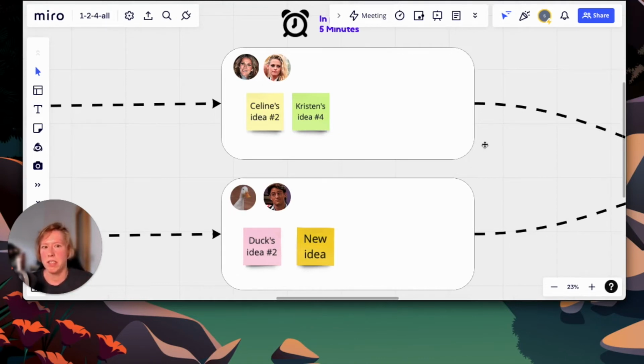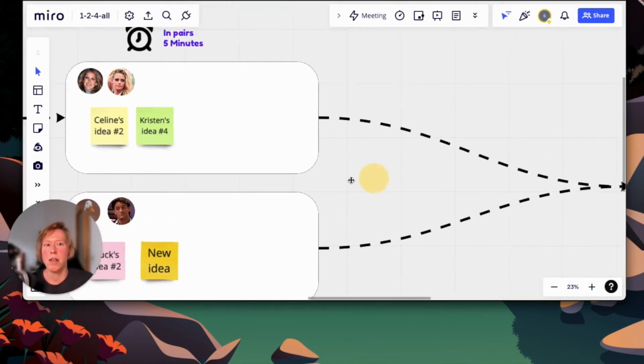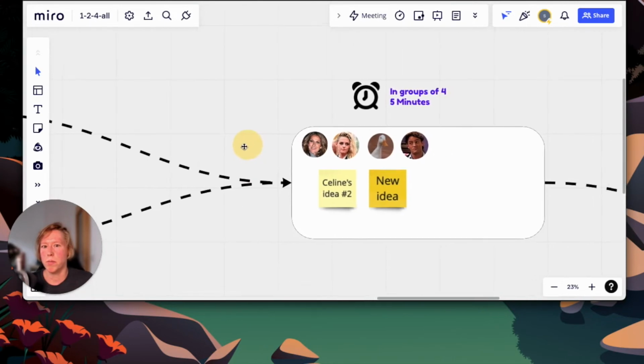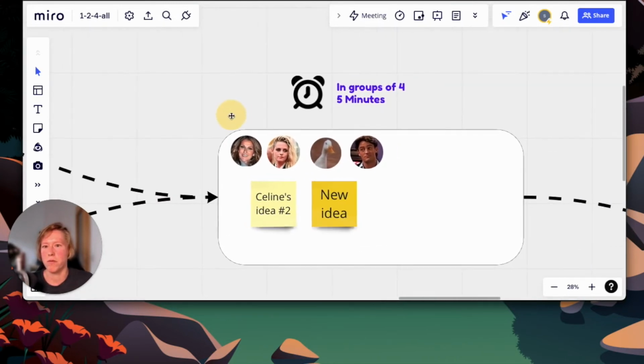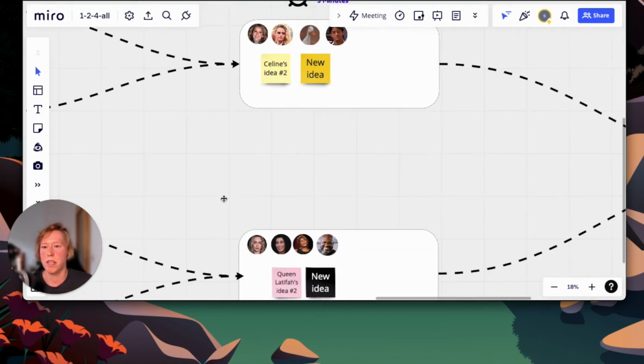So after this phase, I would assign groups of 4. So we are in the 4 stage of 1-2-4-all. And this goes basically like the step before. It's just 4 people talking at this time. So I would also tell them, please limit your ideas that you agree on to a maximum number of 2. Of course, you can play around with that. It's just for this example. And again, they can agree on an idea that they had in the previous step, or they could come up with a completely new idea. The other group did the same.